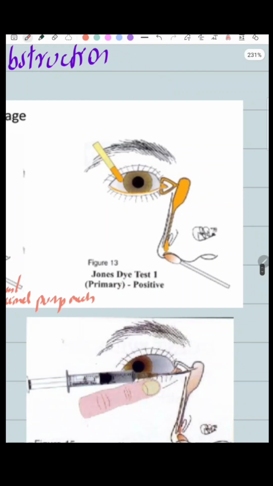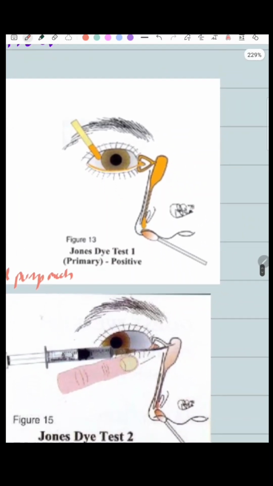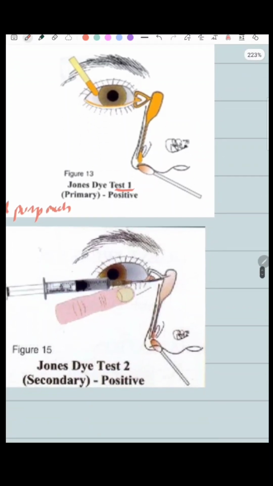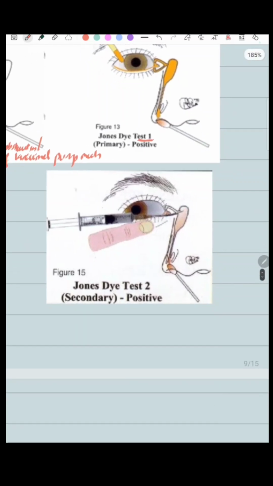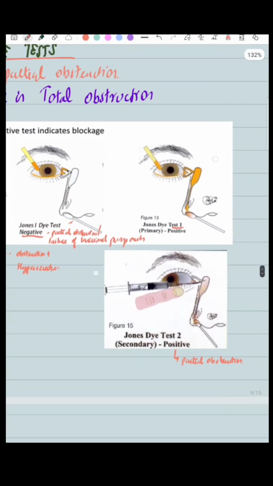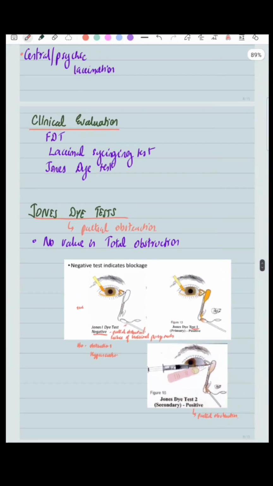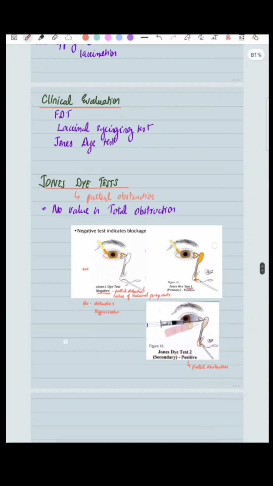To differentiate between these two, Jones dye 2 test is performed. When the primary test is negative, the cotton bud again is placed in the inferior meatus and lacrimal syringing is performed. Here a positive test indicates partial obstruction, and a negative test indicates total obstruction. That is Jones dye test. It is usually done when we suspect partial obstruction.